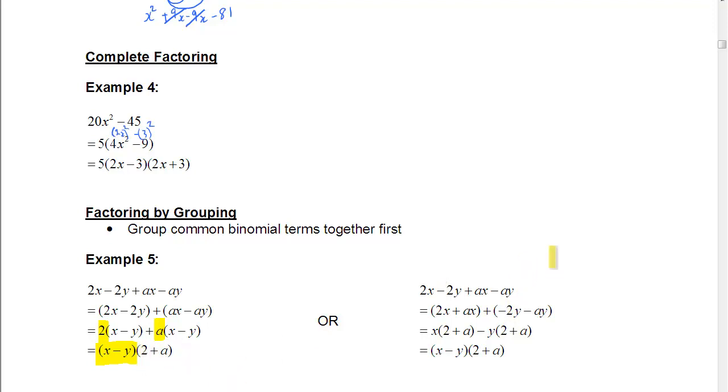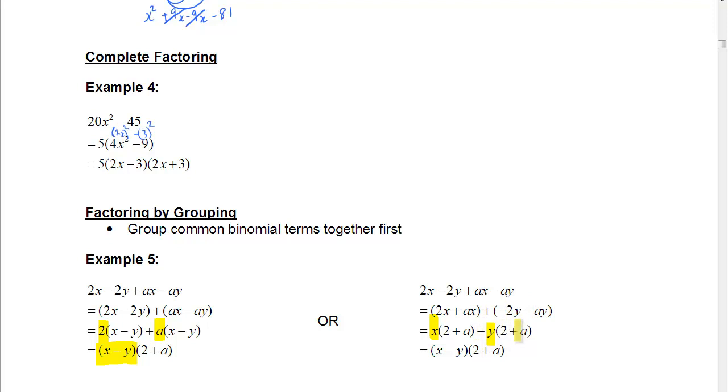We can do the same thing for example 2 by grouping differently, the second example over here. Instead of grouping and removing the 2, now we're going to group and remove the x. If we remove the x from the first 2, we're left with 2 plus a. If we remove the y from the second 2, we're left with 2 plus a. Notice here we actually removed minus y.